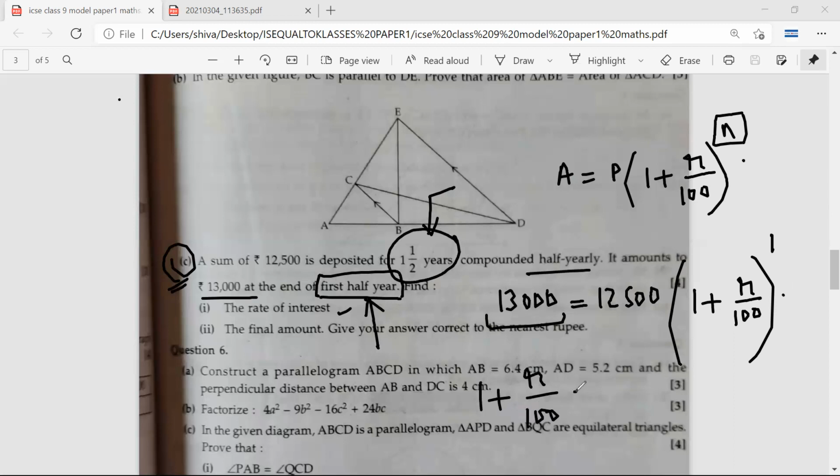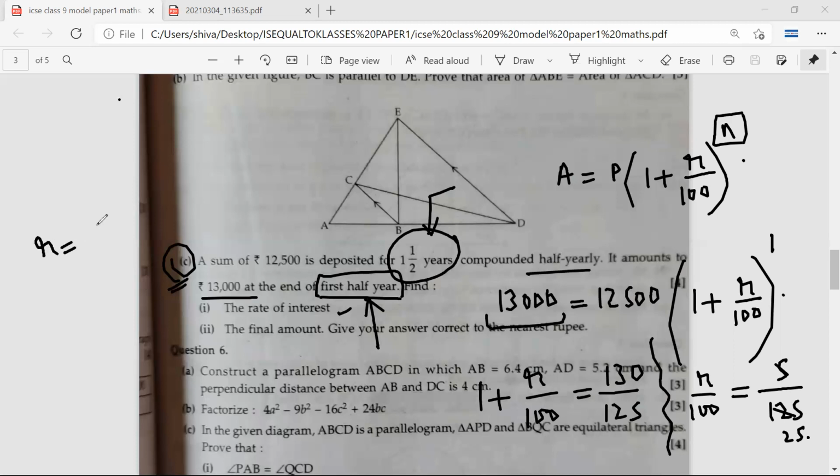1 plus R upon 100 will be equal to 130 by 125. R by 100 will be equal to 130 by 125 minus 1. So 5 by 125, which is 1 by 25. Therefore, R is equal to 100 by 25. R is equal to 4%.